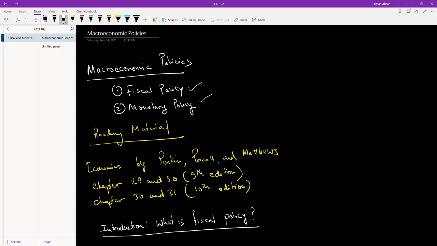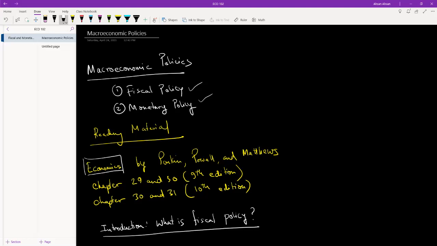Beyond this lecture, just video lectures, what I will encourage you all to do is to go through the chapters in the books. So the book is Economics by Perkins, Powell, and Matthews. Hopefully you all have a copy of the book by now, either a hard copy or a soft copy. If you don't, ask me or your section instructor and we will provide a soft copy for you.